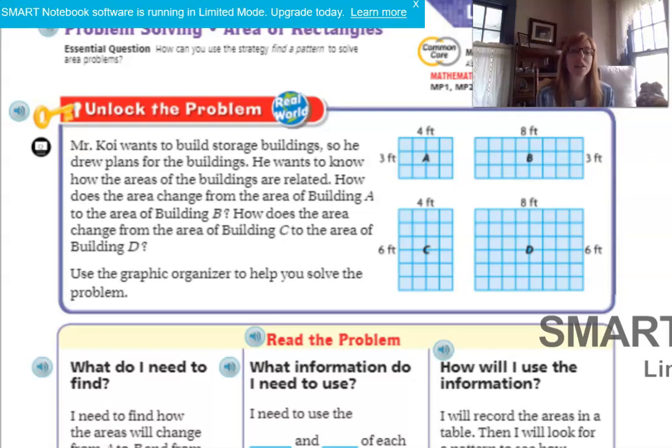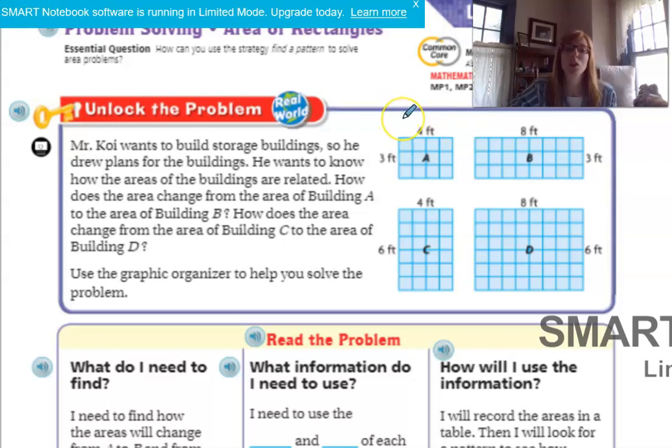How does the area change from the area of building C, which is down below, to the area of building D? So we're not using a pencil yet. We're just visually looking at it and see if we can visually see something, the space that's changing, because we know area is the space that's covered, okay? So these are buildings, and so this would be like the floor that you're looking at, okay? Like the bird's eye view looking down.